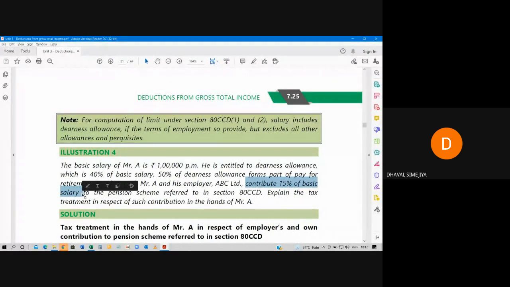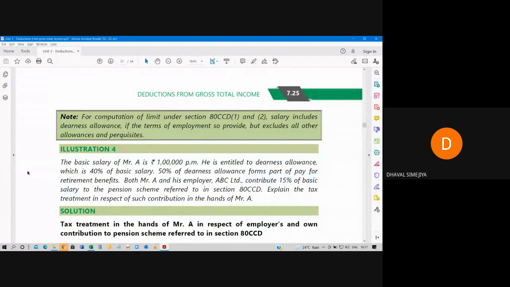What is available as deduction? So basic salary plus DA amount. But what is given? What is given means 12 lakh rupees multiplied by 15%. Now let's read the answer part.